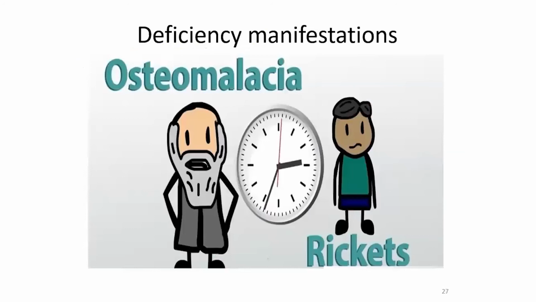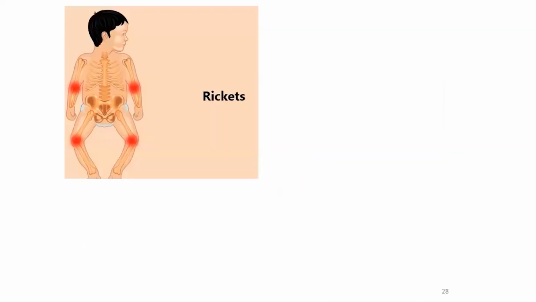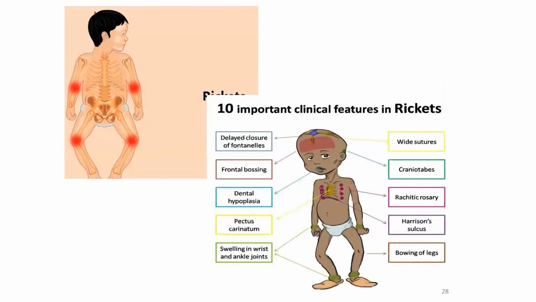The important deficiency manifestations we already know, we have been studying since ages. These are osteomalacia in elderly people or adults, and rickets in young people, that is the children. So rickets, we all know, there is delayed closure of the fontanelle, frontal bossing, dental hypoplasias, pectus carinatum, swelling in the wrist and ankle joints, bowing of the legs, Harrison's sulcus, rickety rosary, craniotabes, and wide sutures. These are a few important clinical features which we are going to see in rickets.